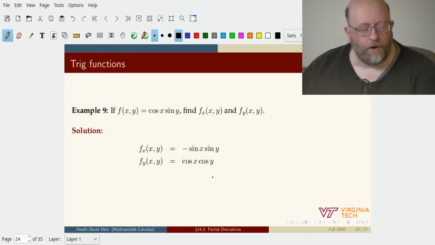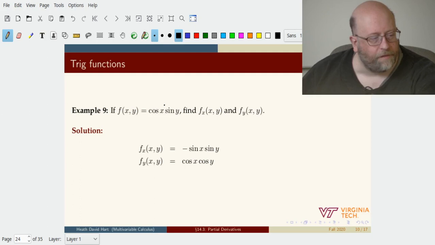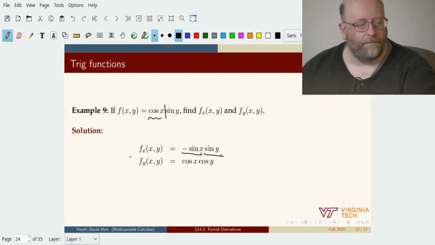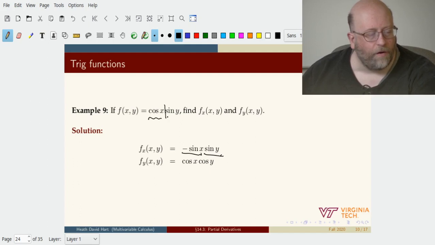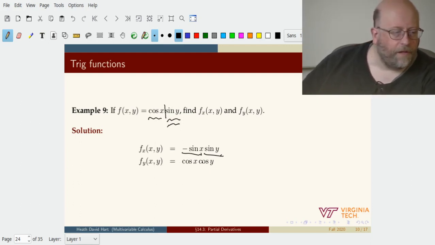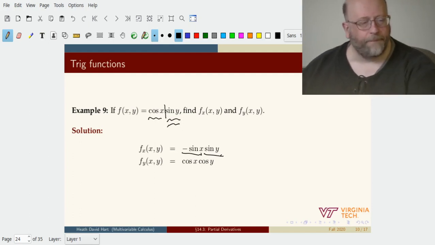Alright, let's try this one. Cosine x times sine y. In the x direction, we'll take this derivative, and cosine x becomes negative sine x. And nothing happens to sine y, so it stays negative sine x times sine y. Over here, when we take the derivative with respect to y, this term stays the same. And this term gets the derivative, and so we have cosine of x, and the derivative of sine y is cosine y. Alright?